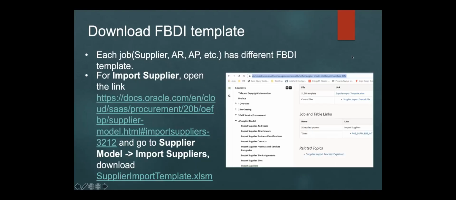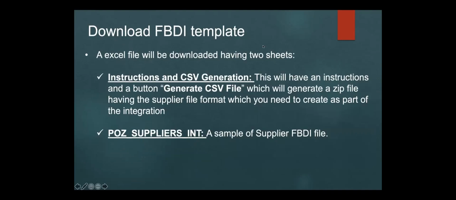So when you download this file, it will have two sheets. One is the instructions. This will have instructions and one Generate CSV File button, which will generate a zip file having the supplier file format, which you need to create as part of the integration, and a sample FBDI file.